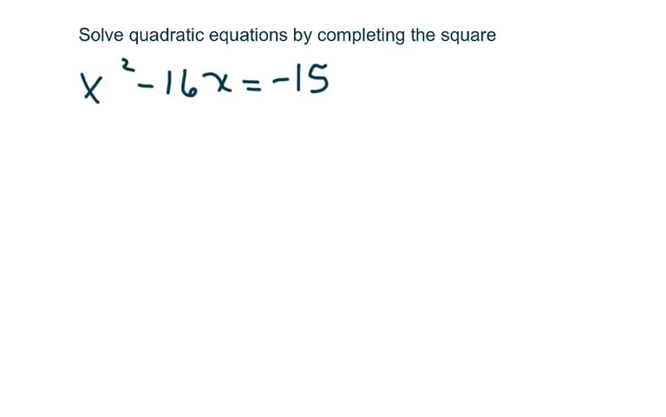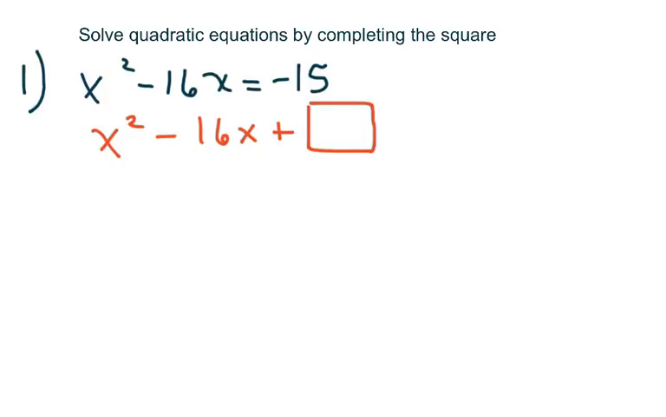And here's our first example. Hopefully you watched the first one, because we showed how to get the value of c, which is what we're going to need to write these as perfect square trinomials. So the first thing we're going to do is take this equation and put a square here. So we're going to complete the square.